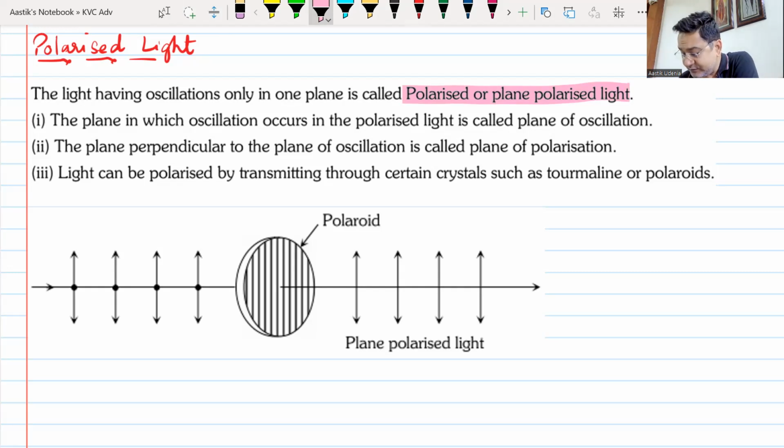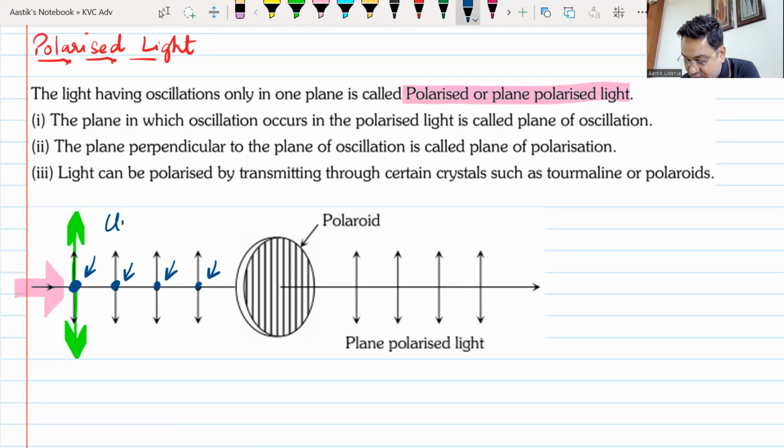Here, as you can see, this is your original light. You have this as the direction of propagation of the wave. The electric field can be resolved into two components: one is up and down, vertical, and the other one is this inside direction. Do you see this? Yes, sir. Side direction and vertical. So on the left hand side, what we have is unpolarized light. Do we understand this?